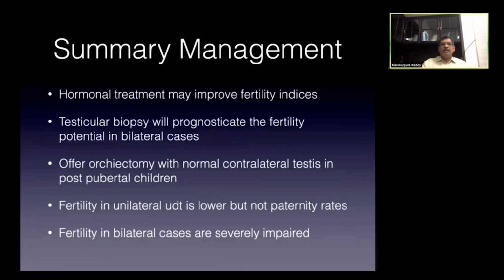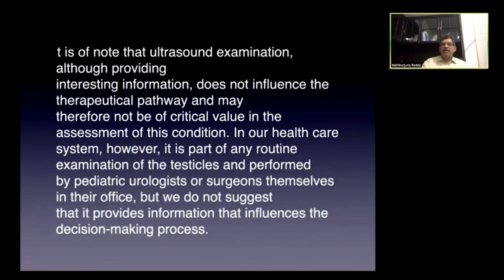So it's of note that the ultrasound, though providing interesting information, would not influence the therapeutic pathway, as I said earlier. It only tells us that the congenital anomalies may not be isolated. So we look at the congenital anomalies of the kidneys, the ureters, the bladder, and the presence of Mullerian structures. So the ultrasound helps. And in India, ultrasound is much easier to access and it's quite reasonably cheap. So there is nothing wrong in getting an ultrasound done.